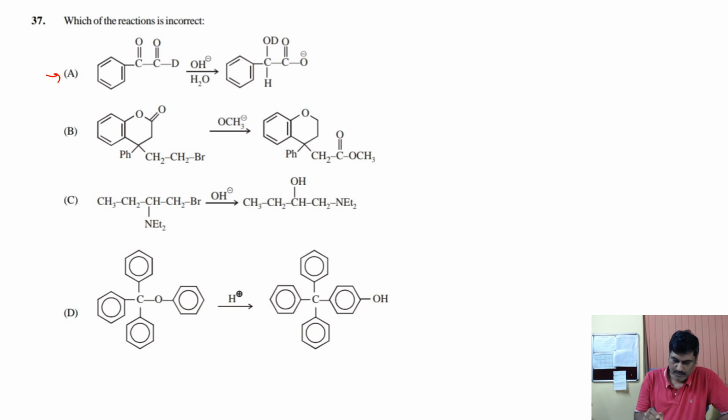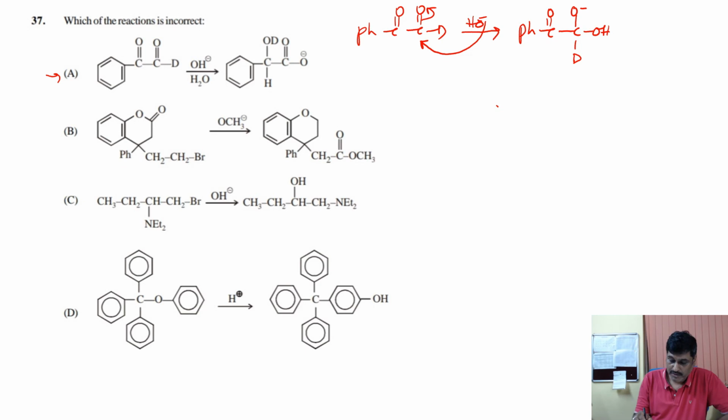Here you see I write Ph C double bond O, C double bond O and D, right? So HO minus attacks the more electron deficient center, and that is this one. This will go up. So you find here Ph C double bond O, C O minus, and D is here. There is OH now. When this O minus comes back, this D shifts from this place to here, right?